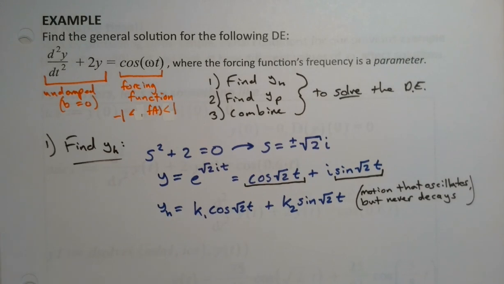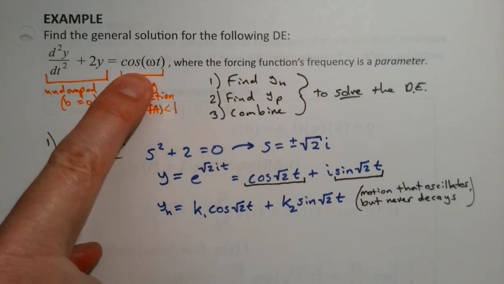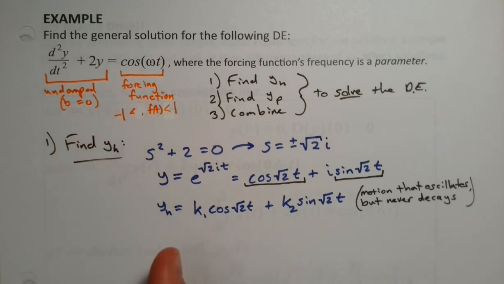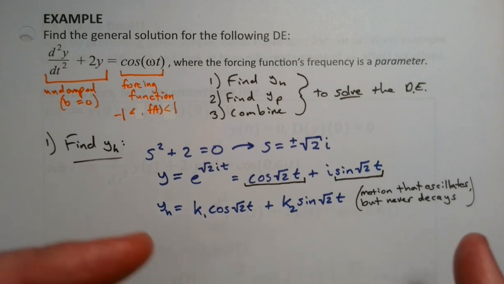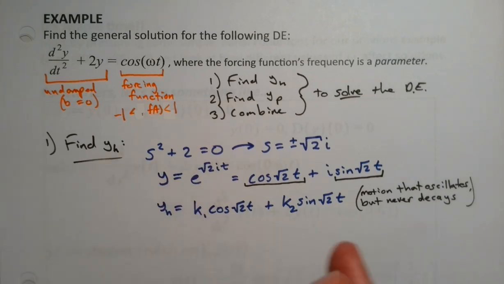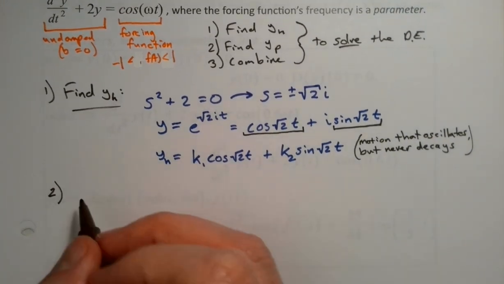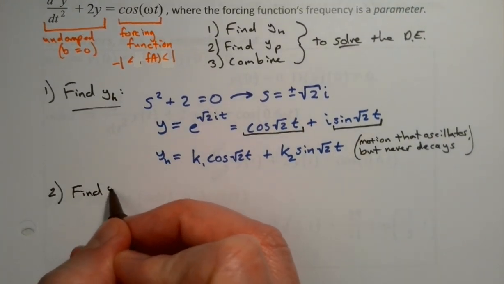But what happens if we add to that a forcing function? Well, if you have an oscillator going back and forth that's never going to decay, and then you give it a push every once in a while, dunk, dunk, and you keep pushing it at just the right time, at just the right frequency, you can make some really interesting things happen. So we're going to take a look at some examples of this and what the physics of it means. But for our purposes, we're going to keep following our process, and we're going to come up with our particular solution.